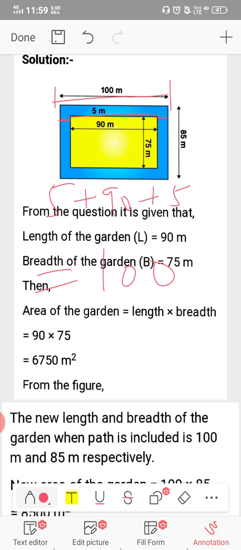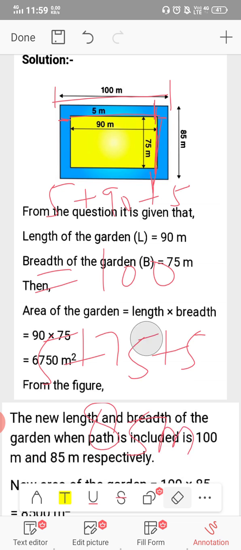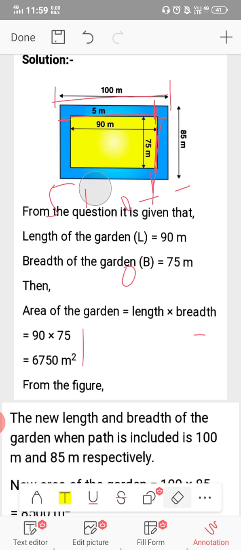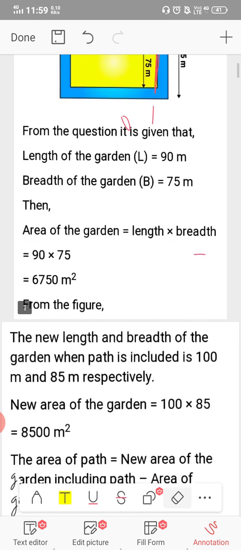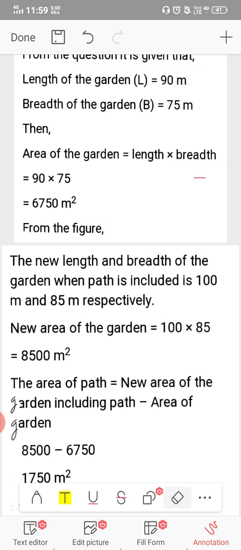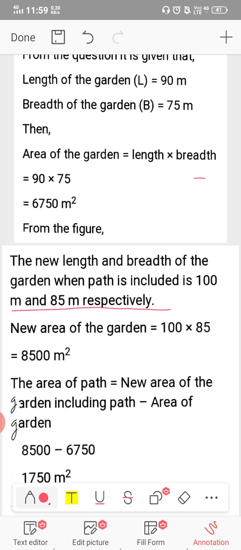And then the breadth is 75. We will add 5 and 5, which is 5 plus 75 plus 5, and it will be equal to 85 meters. So in that way we can get the new dimensions of the new rectangle, which is of blue color in the question. Now the new dimensions are 100 meters and 85 meters respectively. Now the new area of the garden is 100 into 85, that is 8500 meters square.